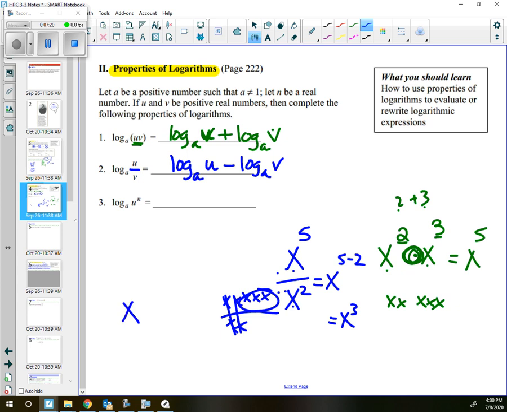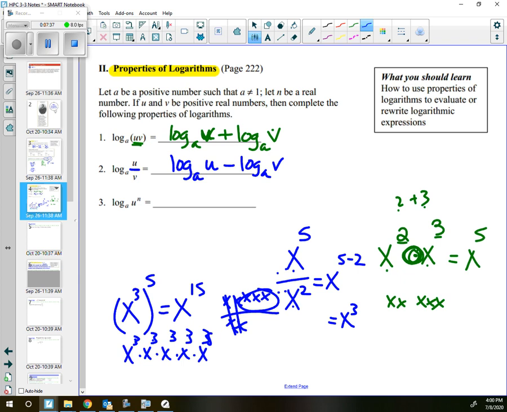Okay, now the last one I want you to remember is power to a power. So x cubed to the 5th. So that means x cubed times itself 5 times. I should have picked a smaller number. That's a lot. Okay, so 3, 6, 9, 12, 15. Power to a power, you multiply, right?